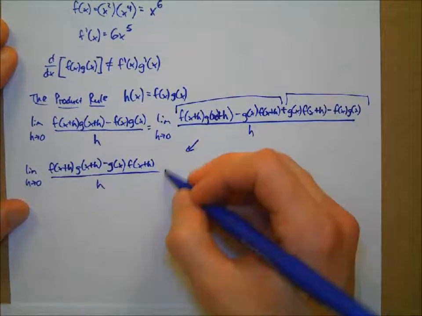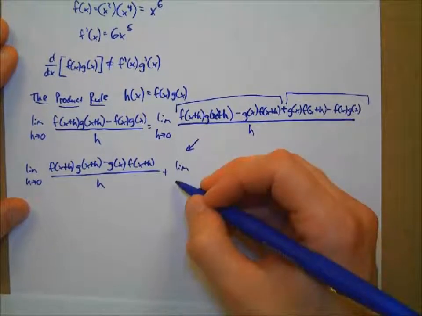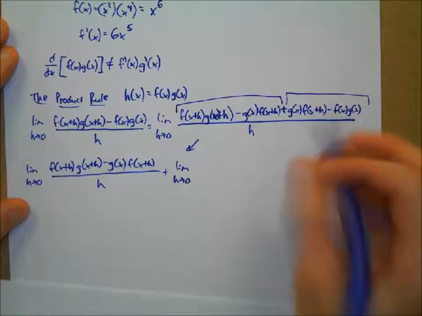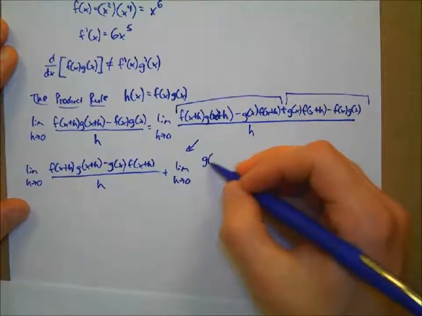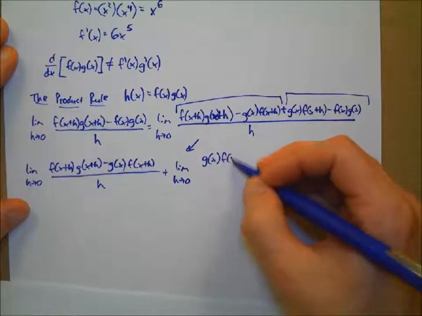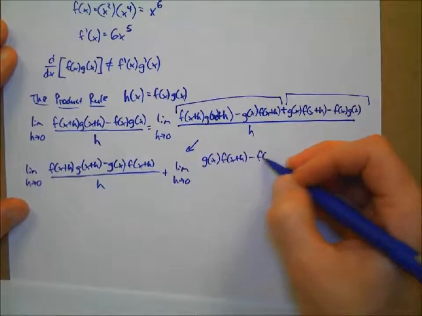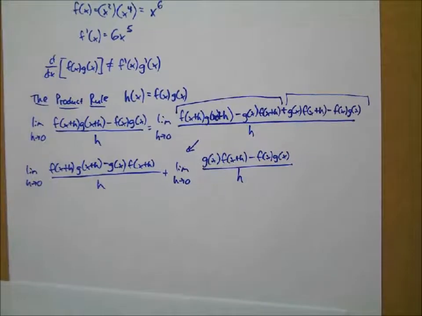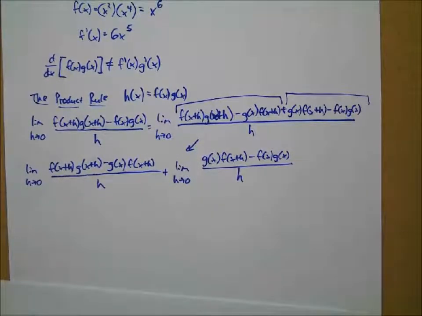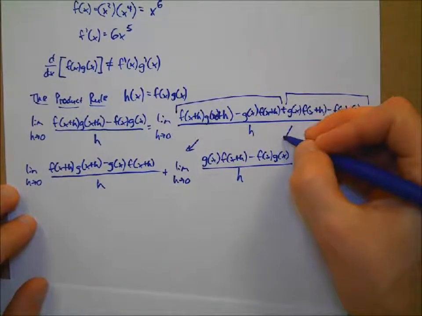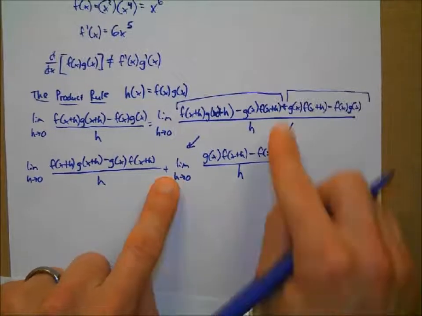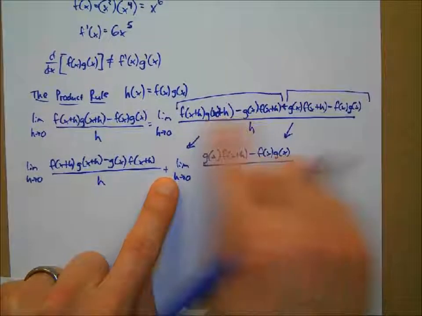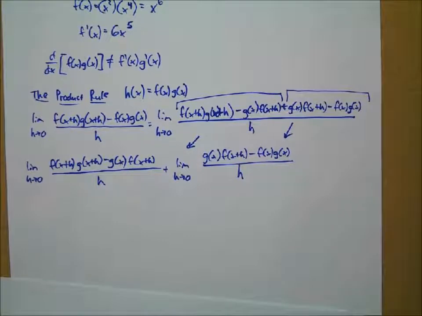plus the limit as h approaches 0, and I'll take this piece now. So g of x times f of x plus h minus f of x g of x, all over h, like that. So I broke up the fraction, right? There's that sum that we have right there. So it's this over h plus this over h, right? So I'm just breaking up the fraction.